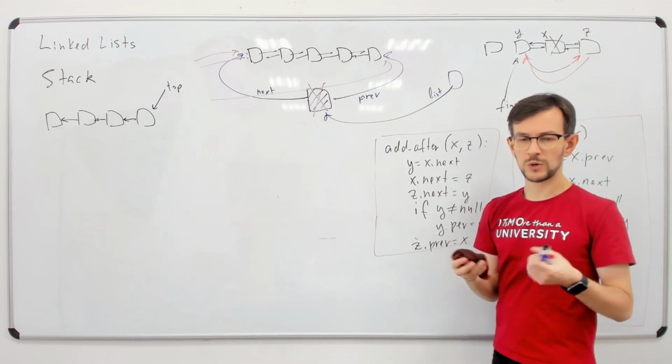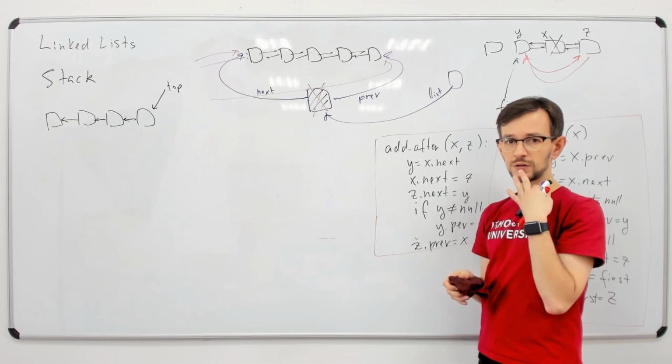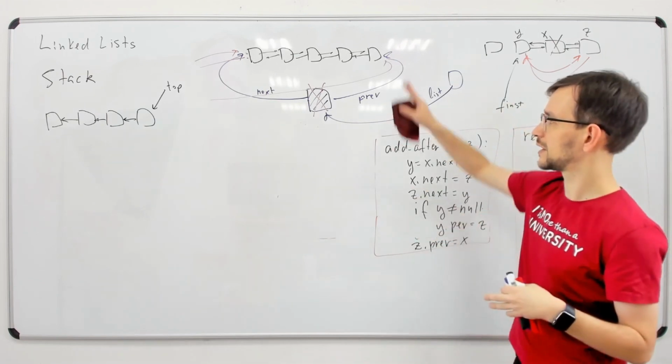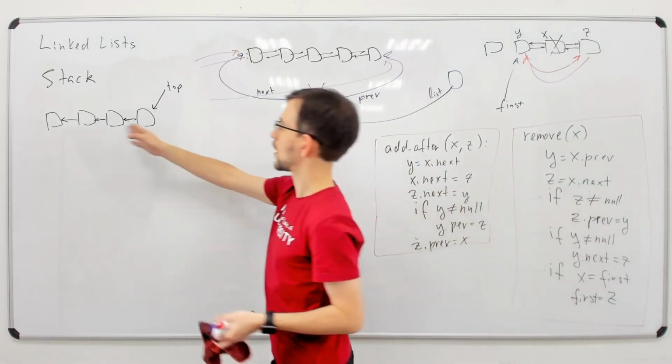And that's actually all we need. We will never use the pointers from left to right. So we will maintain the single direction linked list, and we will maintain pointers from right to left here.